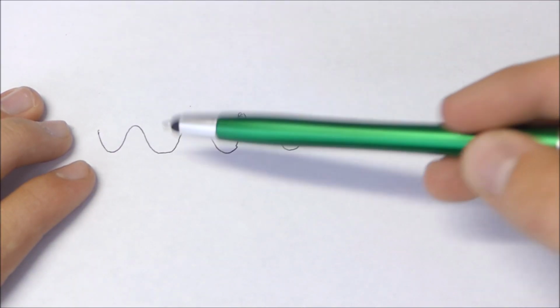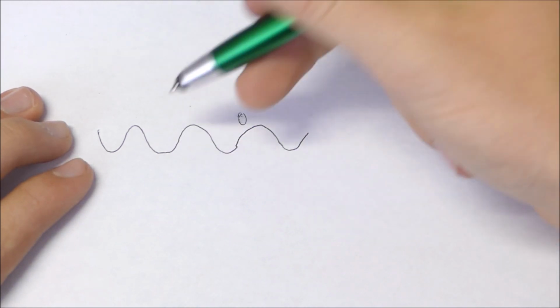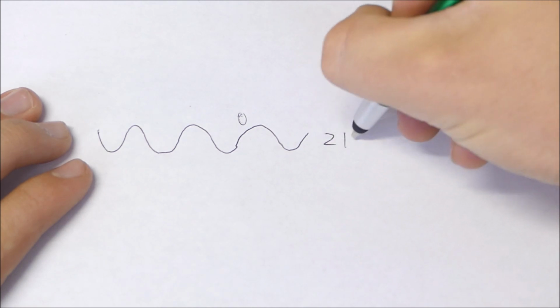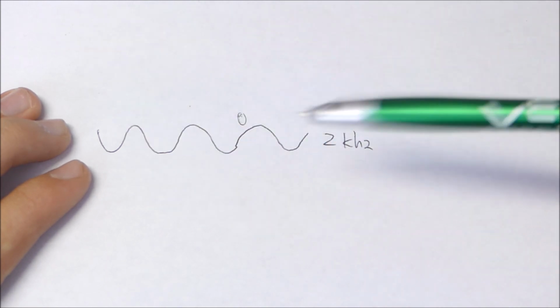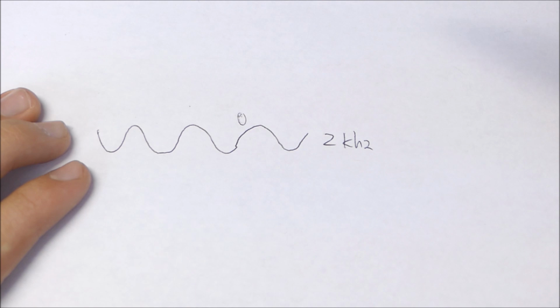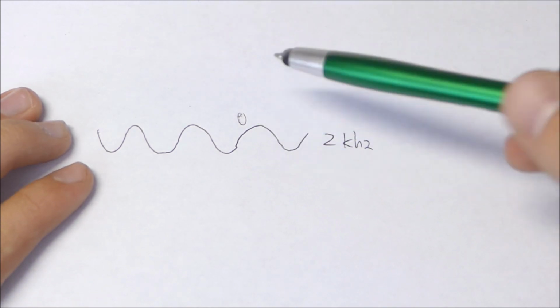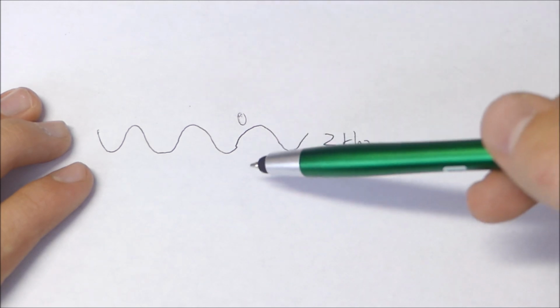Let's say this is the wave that we want to transmit over the radio. This is an audio frequency wave, and let's say it's about 2 kilohertz. This is in the human range of audio hearing, and it looks something like this. Now we can't feed this wave directly into an antenna because nothing would happen. It wouldn't transmit anywhere. You'd have to have a higher frequency wave in order to have it transmitted electromagnetically.